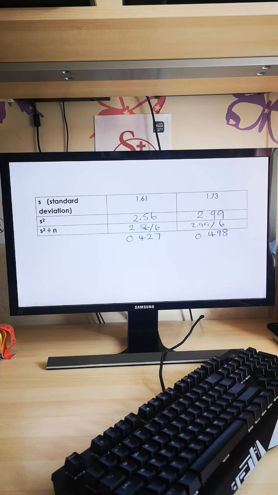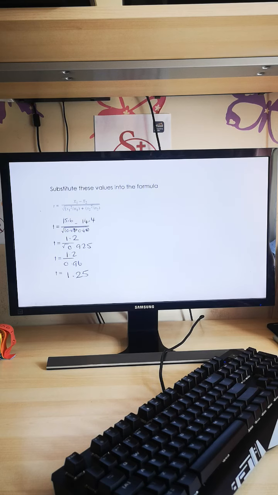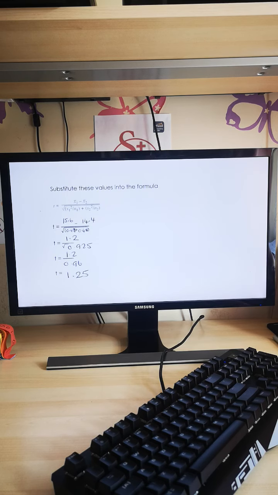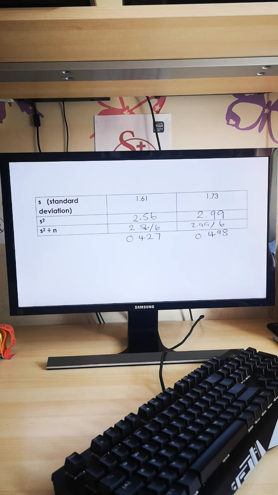Standard deviation is already there for me, so I've squared it and divided it by 6, and these are my values here. I've gone to 3 decimal places, but you may not have. Then I've used that in my formula, so I've put my means on top, my first mean take away my second mean, and then I've got my first standard deviation squared divided by number of samples, which is this value. And then at the bottom over here, I've got for my second sample the standard deviation squared divided by the number of samples, which is this number here, 0.498.